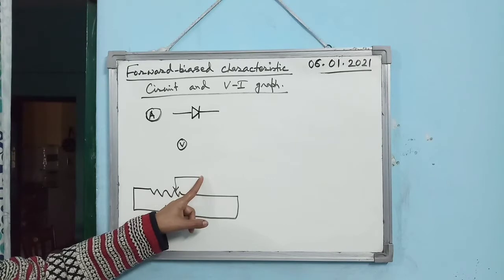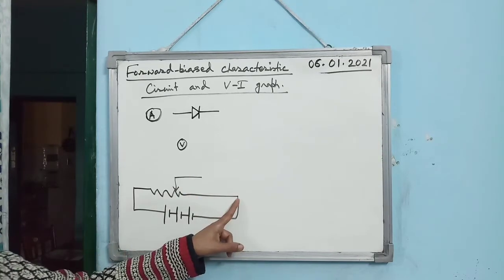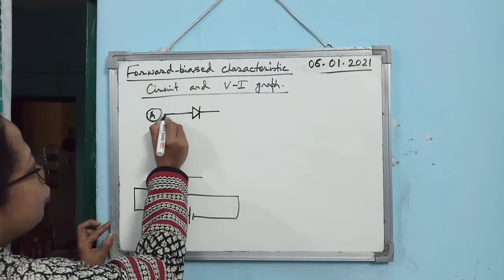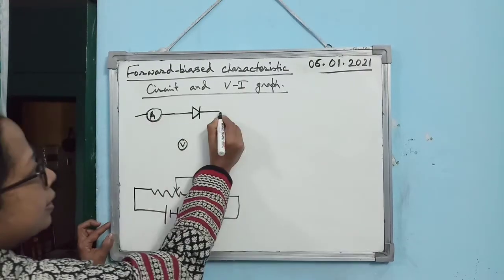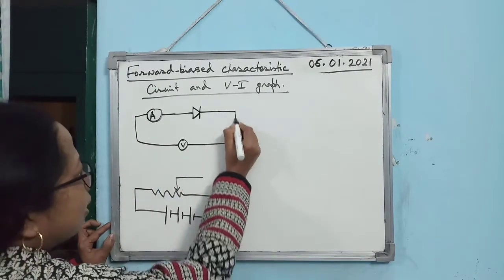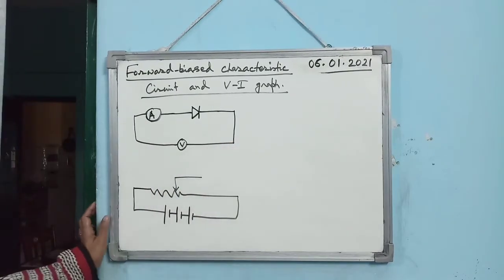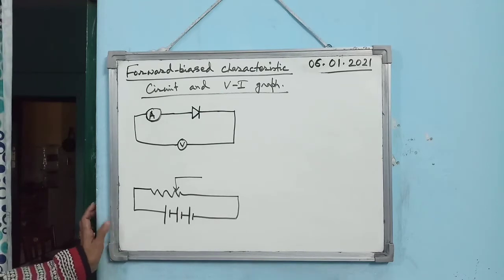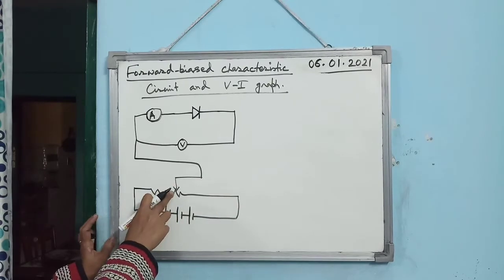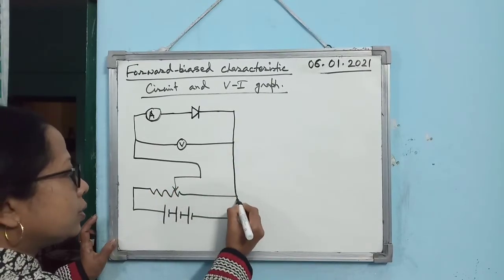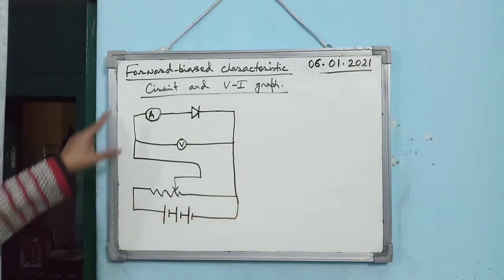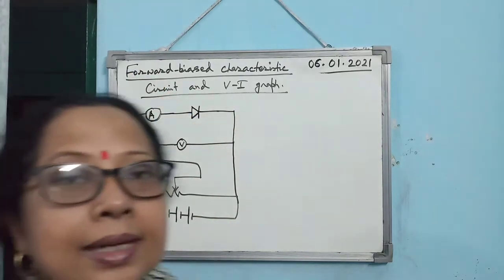So this is one terminal and this is one terminal. Alright. So you see how to connect. For the PN junction diode, first the ammeter should be connected in series with it. Then the voltmeter should be connected in parallel with it. Then one end you connect to this variable point, the other end you connect to the potential divider. So this is the circuit diagram for the characteristics graph.